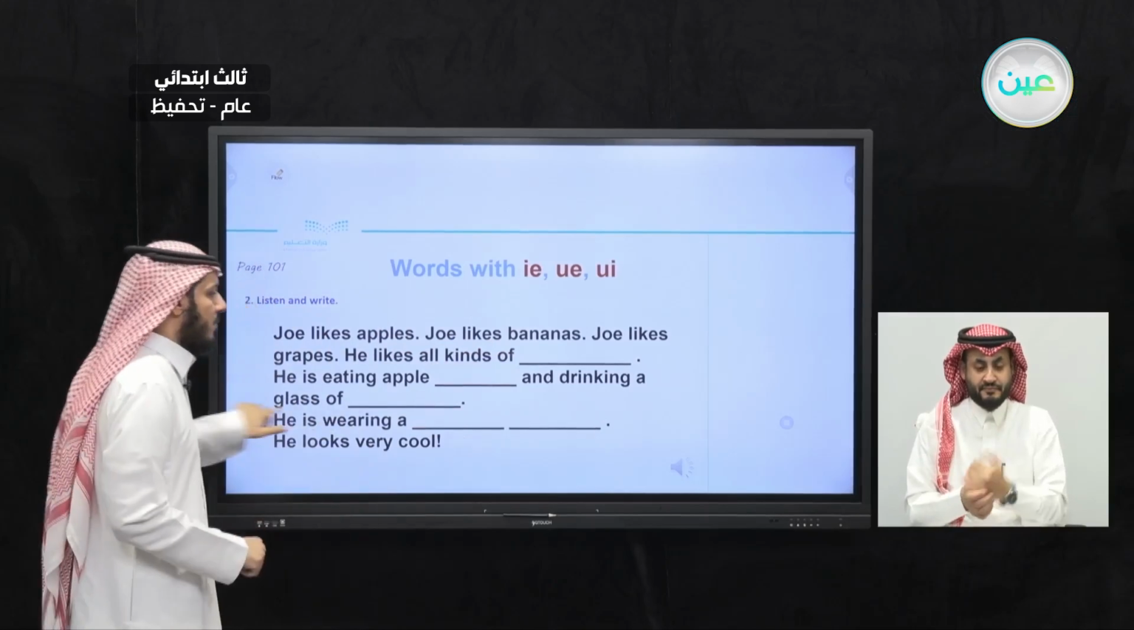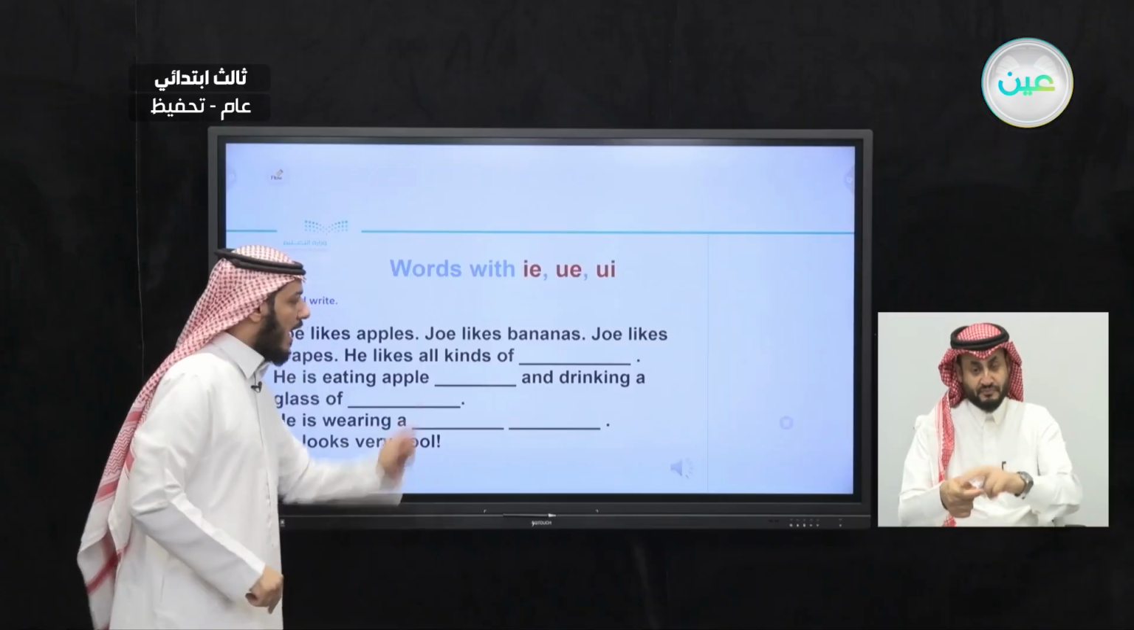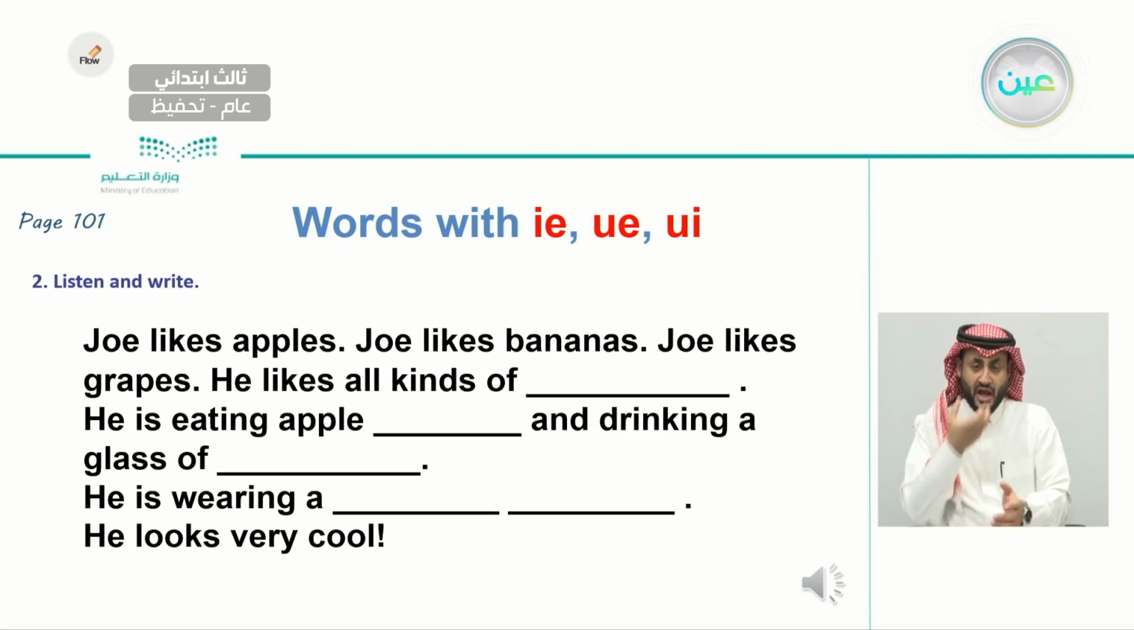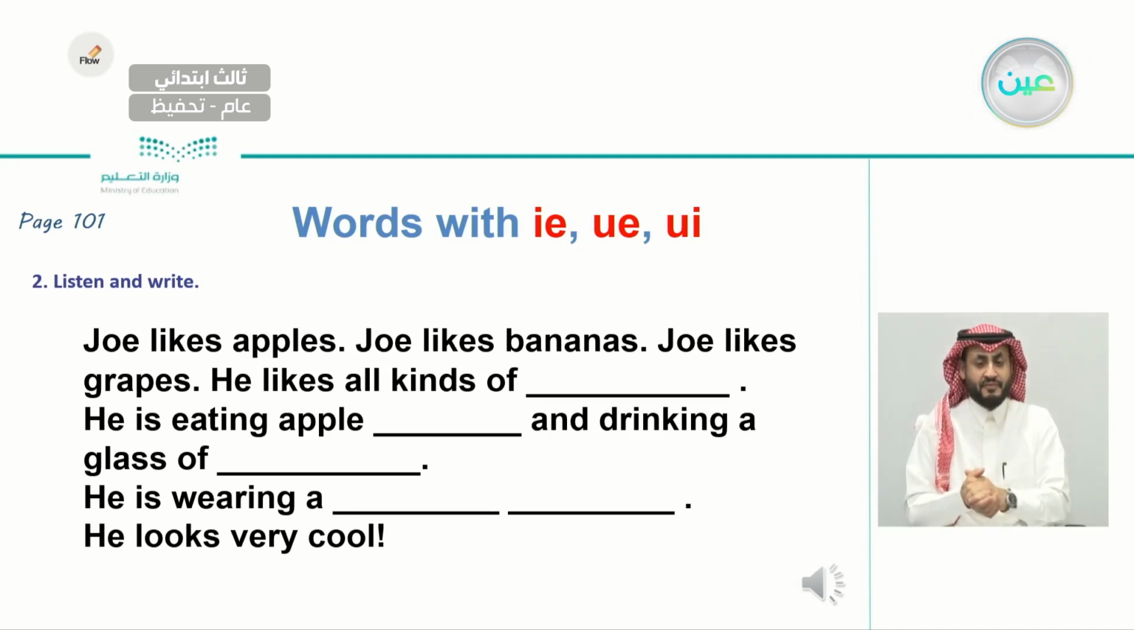Okay? Now listen. Joe likes apples. Joe likes bananas. Joe likes grapes. He likes all kinds of fruit. He is eating apple pie and drinking a glass of juice. He is wearing a blue tie. He looks very cool. Okay, now listen to it again and look for these words, okay? Joe likes apples. Joe likes bananas. Joe likes grapes. He likes all kinds of fruit. He is eating apple pie and drinking a glass of juice. He is wearing a blue tie. He looks very cool.